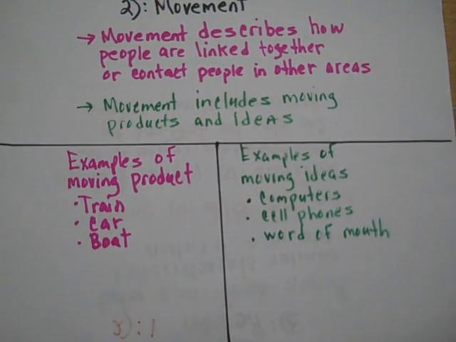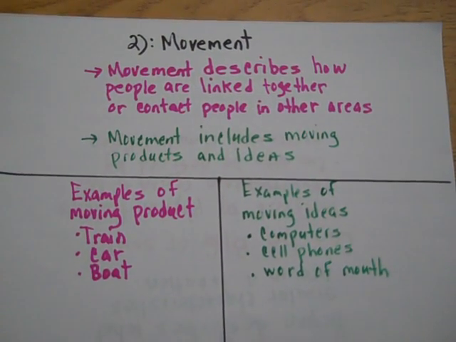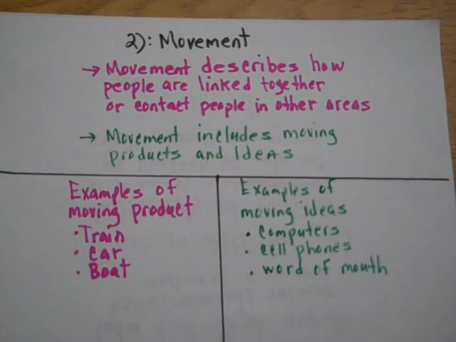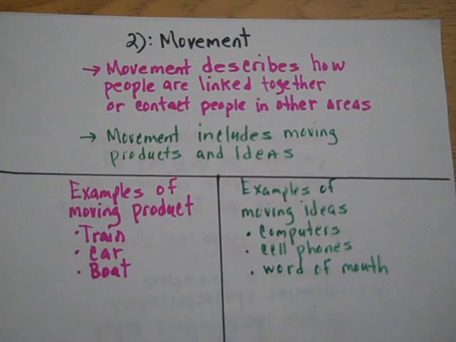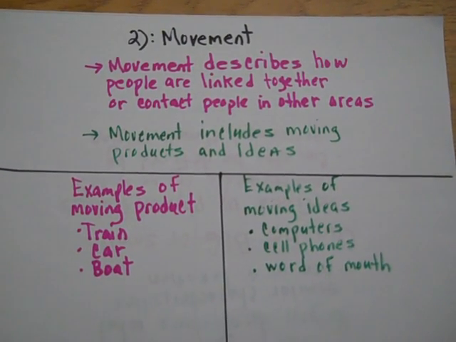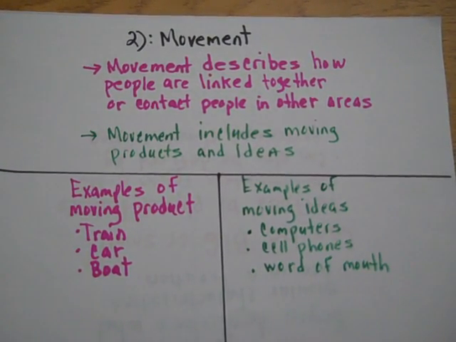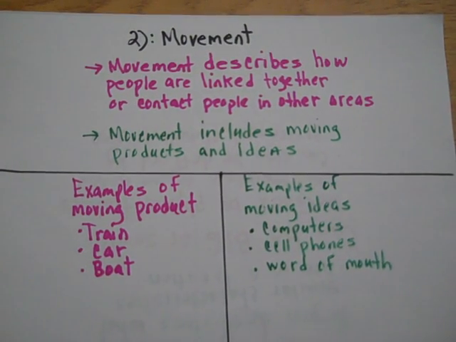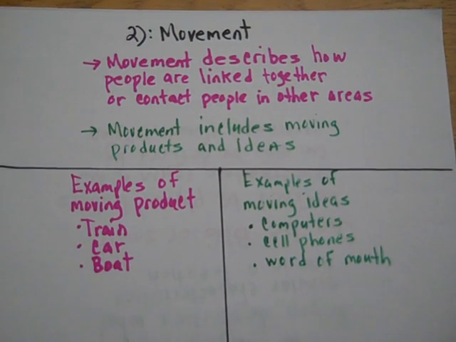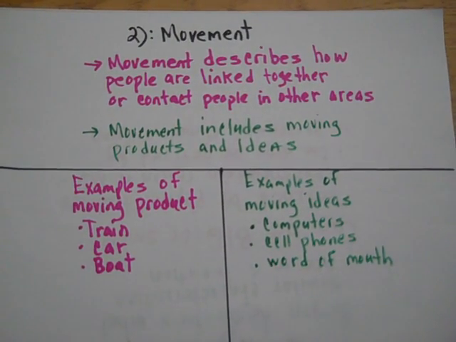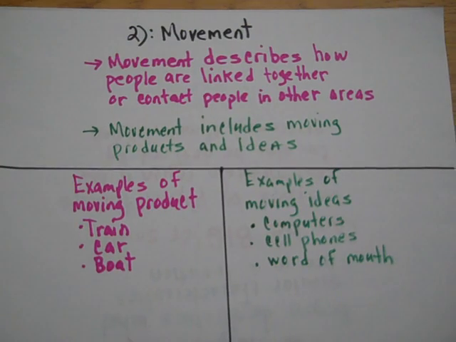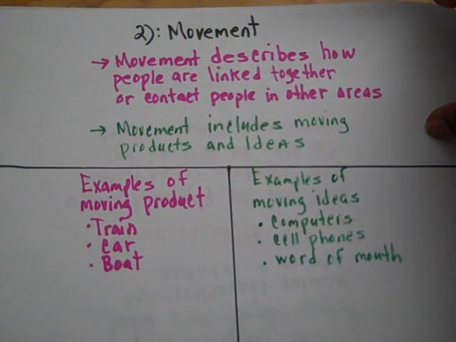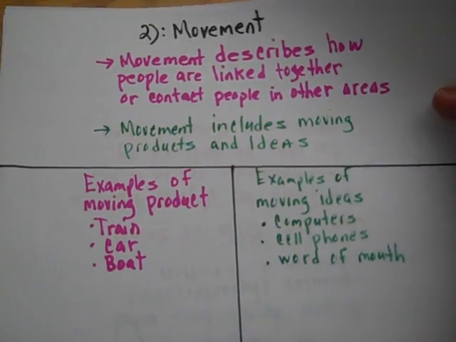Okay, the second theme of geography is movement. Movement describes how people are linked together or contact people in other areas. Movement includes moving products and also moving ideas. An example of moving products: you can move a product by train, you can load a boat, you can load an airplane, you can put it in your car. You're moving something. However, you can also move ideas, like using the internet on the computer or your cell phone, or simply word of mouth. Those are types of movement.